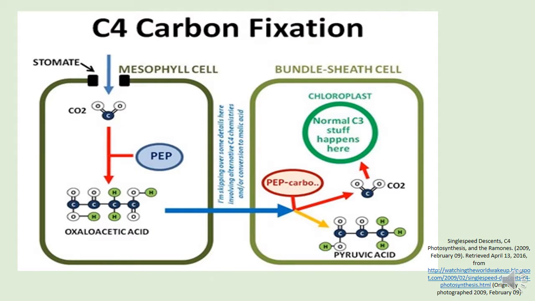In C4 plants, the CO2 is fixed into a 4-carbon chain called malate by the PEP enzyme. This occurs in the mesophyll cell. The malate is then transported to the bundle sheath cell and is broken up into CO2 and pyruvate. The CO2 enters the Calvin cycle and the pyruvate goes back into the mesophyll cell to restart the cycle.